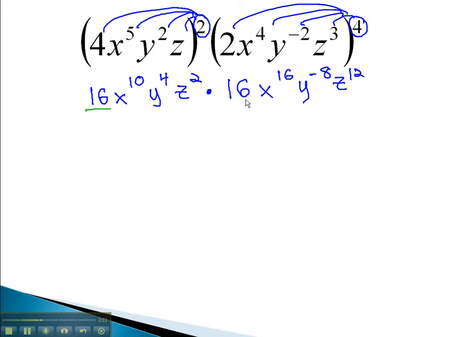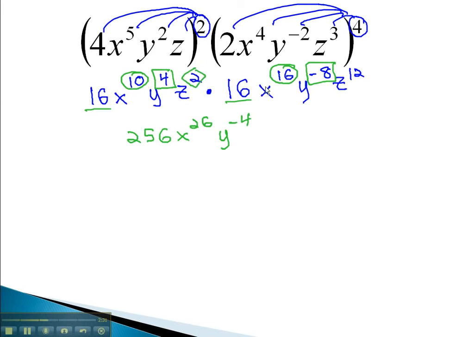As we continue simplifying, 16 times 16 will give us 256. On the variables, we will add the exponents. On x, 10 plus 16 is 26. On y, 4 plus negative 8 is negative 4. And on z, 2 plus 12 is 14.